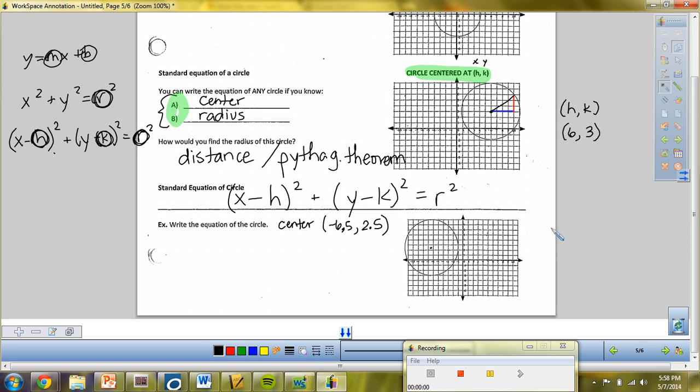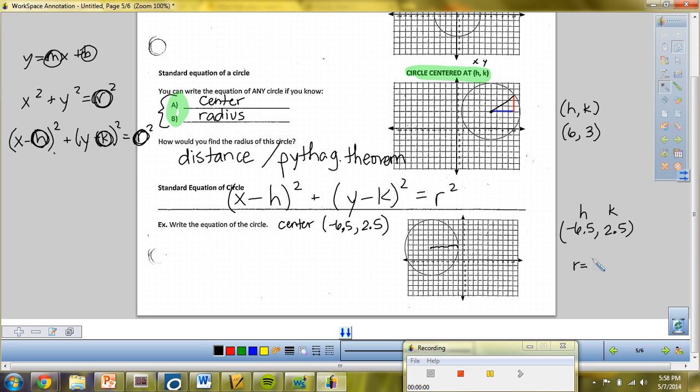So again, if I'm saying that my center is negative 6.5 and 2.5, what I'm really saying is my h is negative 6.5, my k is 2.5. So I know those are important things that I have to plug in to my equation. So I found my h and my k. I also need to know the radius, which I can find just by counting. So my radius is how many spaces? Well, I can count 1, 2, 3, 4, 5 and a half, because it is kind of in the middle.